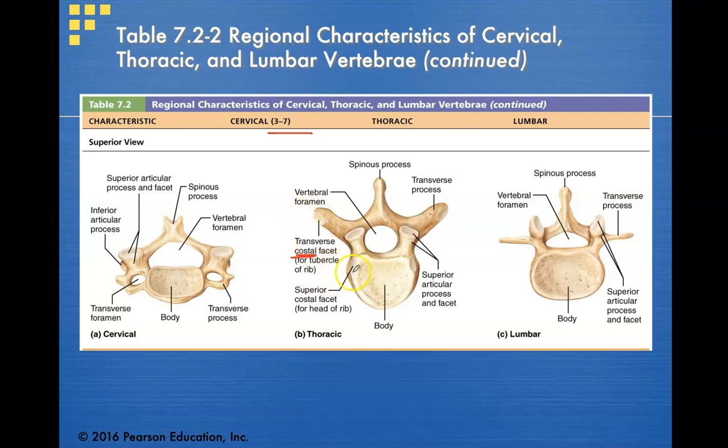And then here, again, is going to be the head of the rib. So, again, head of the rib comes on up, rib tubercle, okay, and then on out. So just giving you an idea of how that rib's articulating. So that'll help you identify the thoracic vertebra.